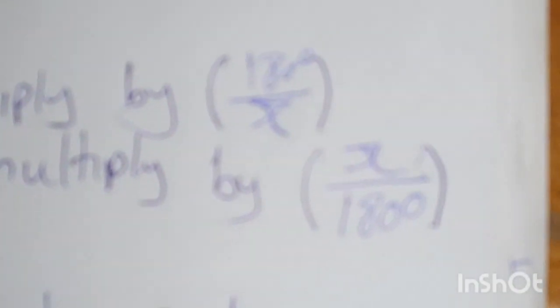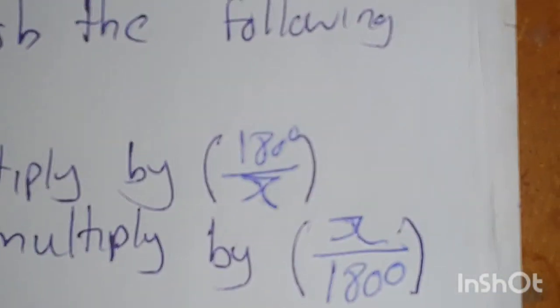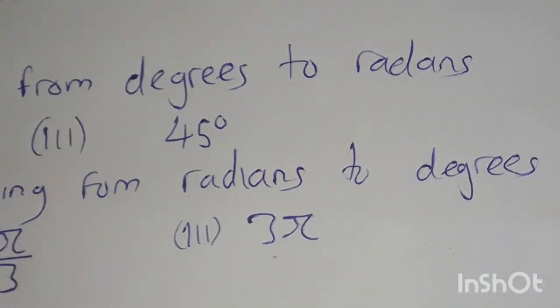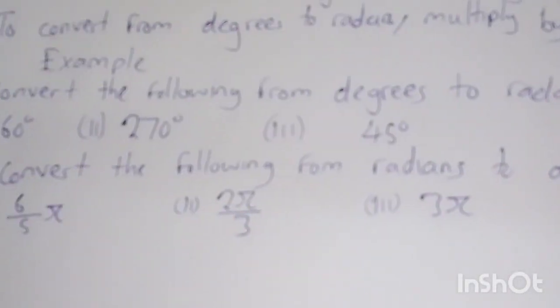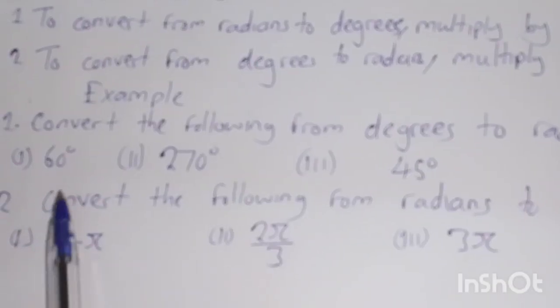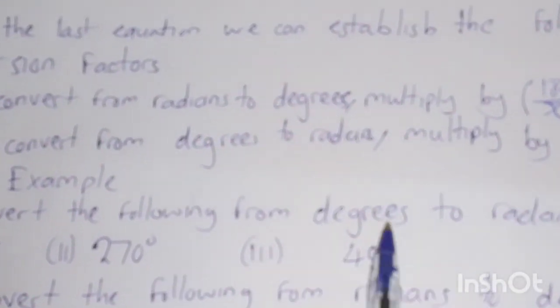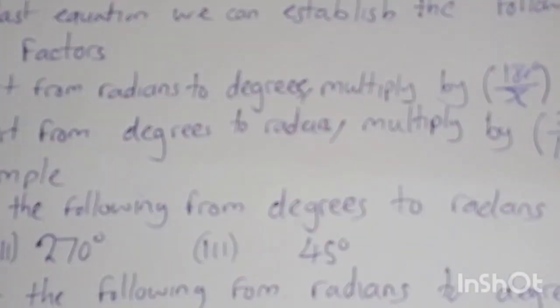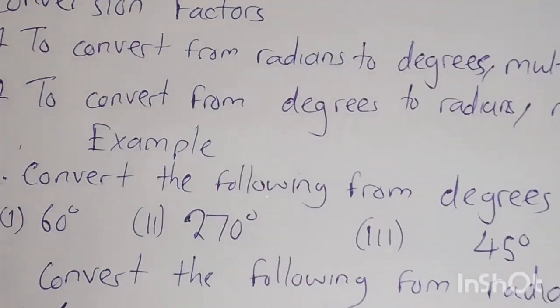So let's dive into an example for you to fully understand what we are talking about. Example question 1 says: convert the following from degrees to radians. So let's go to the solutions first of all.